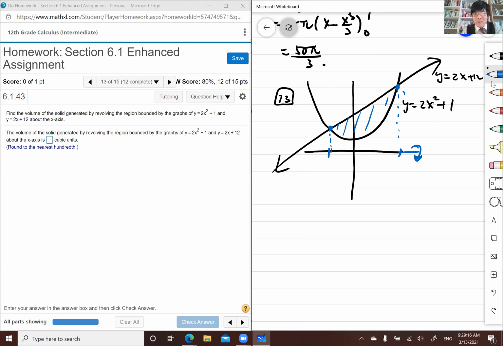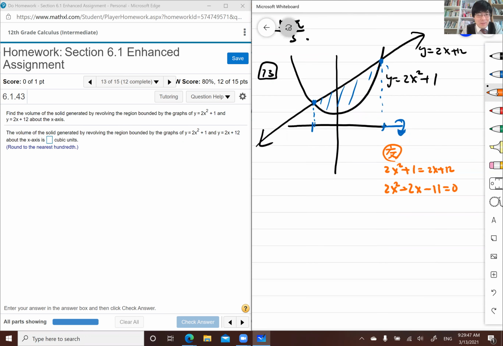Okay, so we want to know where they meet. So we're going to find for what value of x they meet, because that's going to be the upper and the lower limits of the integral. So it's going to be 2x squared minus 2x minus 11 equals 0. Really? That doesn't sound so nice. Huh. Well, unfortunately, we don't have a very good number. So it's going to be 2 plus or minus the square root of 4 plus 88, over 4.